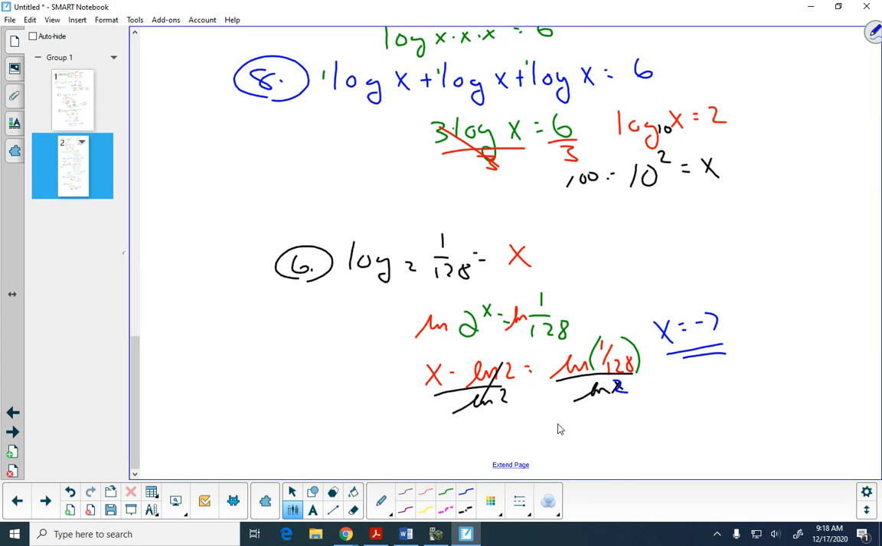You could also rewrite 128 as 2 to the 7th power. So we have 2 to the x is equal to 1 over 2 to the 7th, which is 2 to the -7th power, and apply the properties we did in exponential equations.